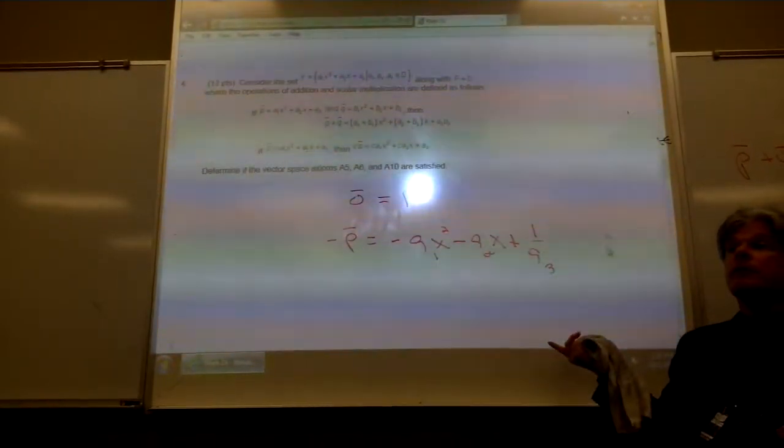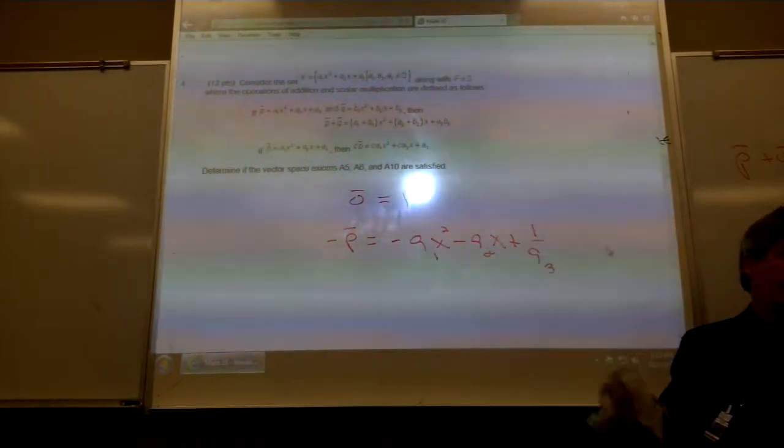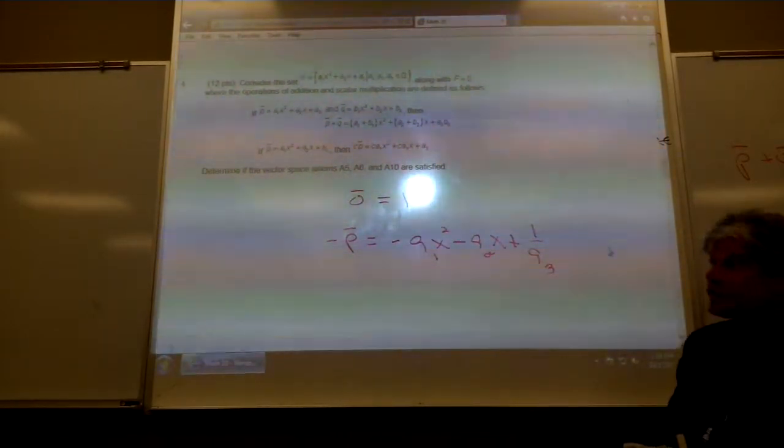Yes. We don't know a3. If a sub 3 is equal to 0, I don't have an additive inverse. So I think a6, for that reason, is not being satisfied.